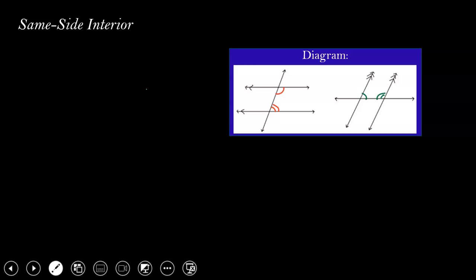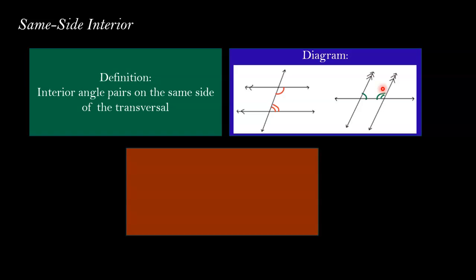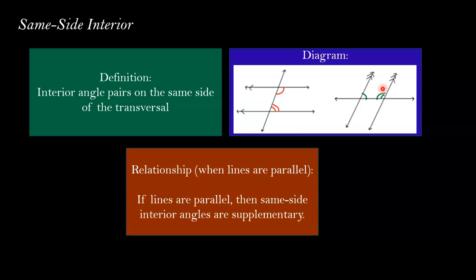We can also have same side interior angles. Same side interior angles are going to be on the same side of the transversal, but inside of the lines. So that's the definition of same side interior. When the two lines are parallel, same side interior angles are supplementary. They're not congruent, but they add up to 180 degrees.